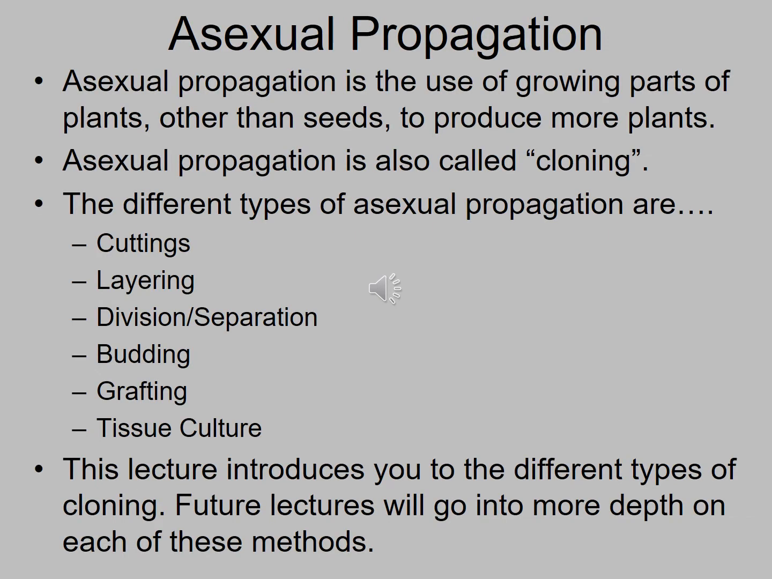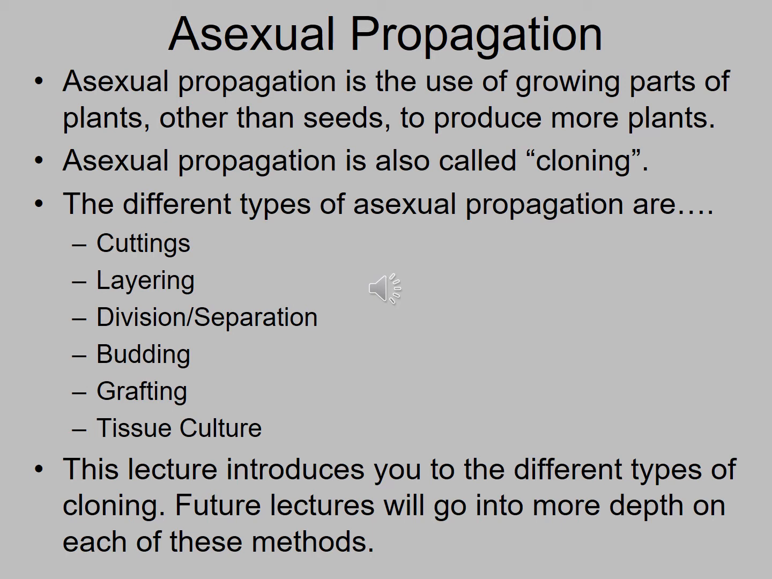This lecture is an introduction to asexual propagation, different than propagating through seeds, which is a sexual means of propagation. This is done using parts of the plant that are not the seeds. In asexual propagation, we take parts of the plants like stems, sometimes leaves, roots, and we cut them off of a parent plant, and we induce them through different methods to grow roots and leaves.